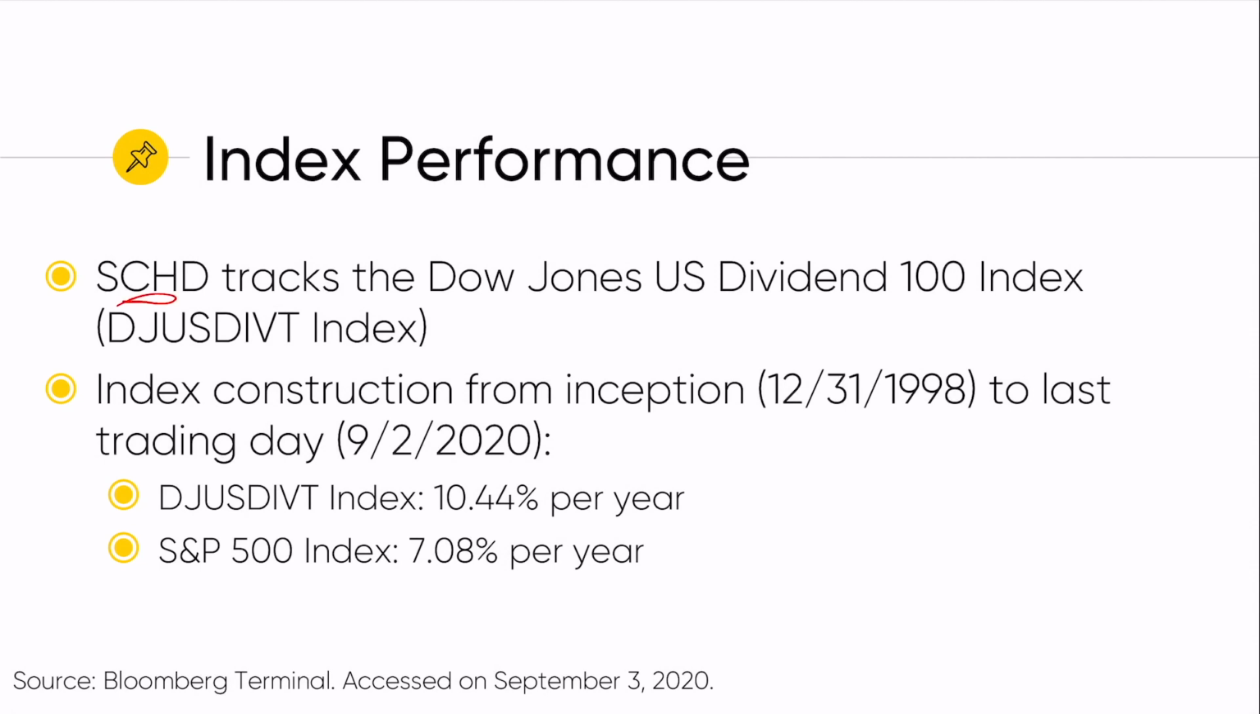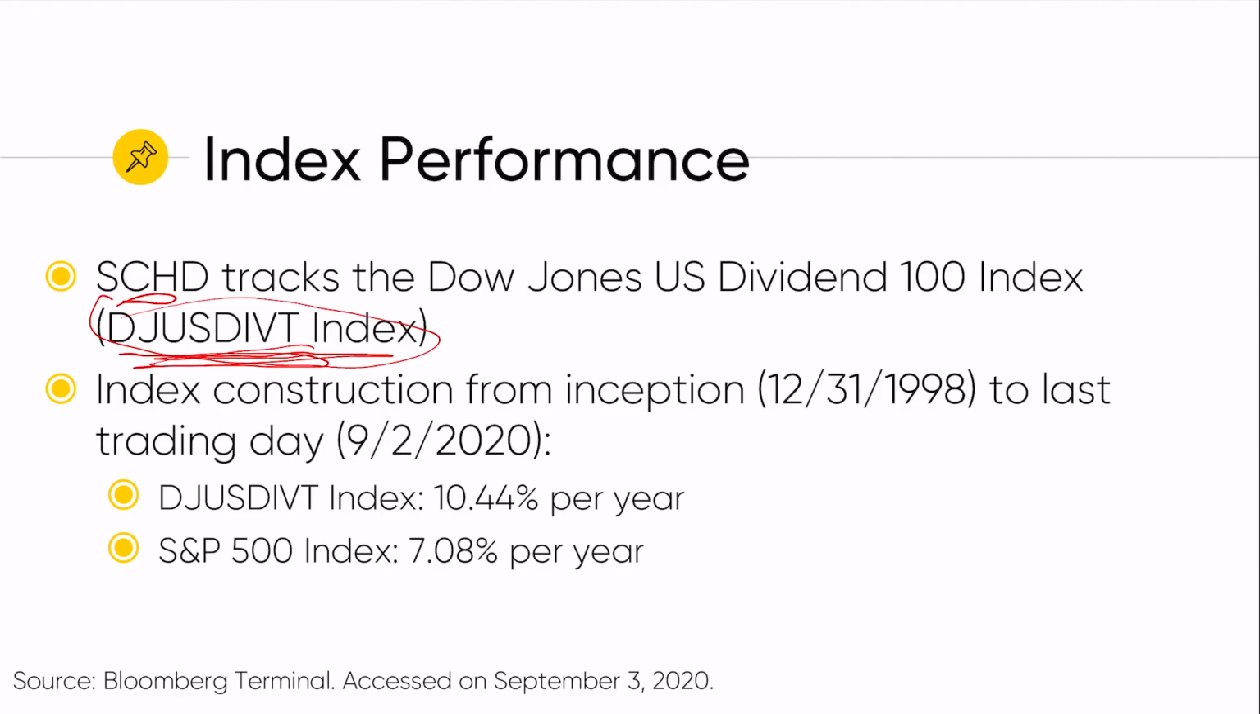So the SCHD tracks this index, the Dow Jones Dividend 100 Index. So if you type in this ticker symbol in the Bloomberg terminal, you can pull up how this index would have hypothetically performed going back in time. So this goes to 1998. You'll have to forgive me, I think I said 1990 in the intro. 1998 is when this index was, we have data going back that far.